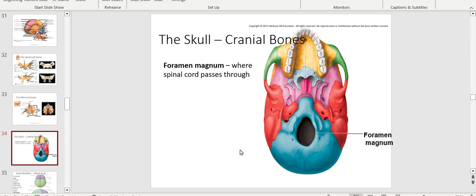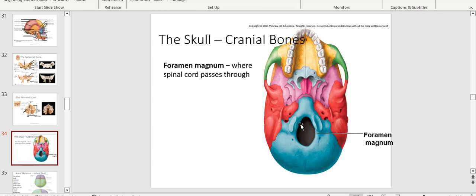I always like this slide here. Basically, if you could just pop your head off and look underneath it, you can see we've removed the mandible, and there's the roof of the mouth right there. You'll see this hole in the base of the skull, we call it the foramen. Remember, a foramen is just a hole. That's all it is. This one we call the foramen magnum. It's a pretty important hole because it joins the spinal cord. It provides the connection for the spinal cord to come in contact and be a part of the brain, the central nervous system.